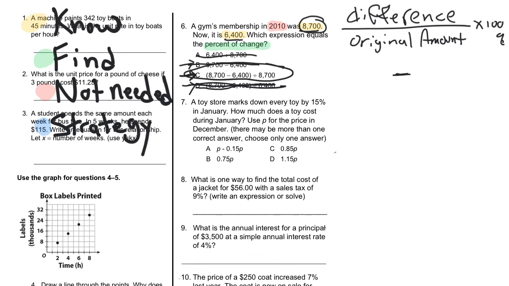Go ahead and write down anything you need to help with that. And then pause the video if you need to. And then we're going to go to number 7.